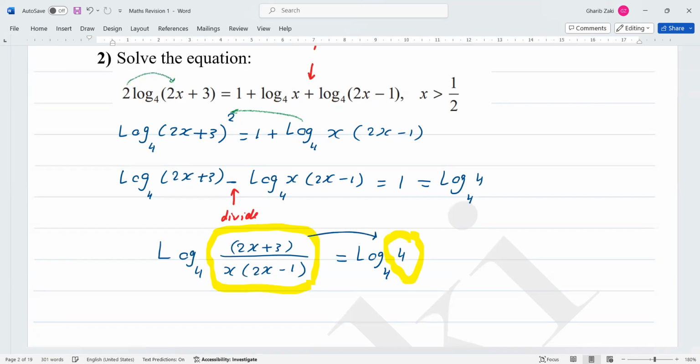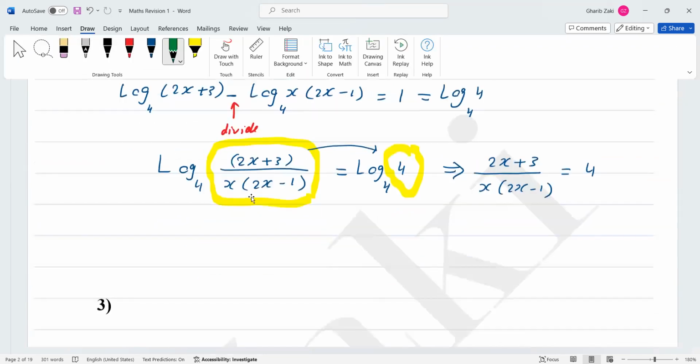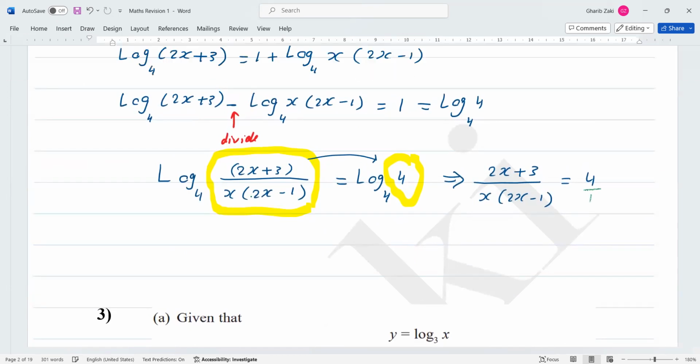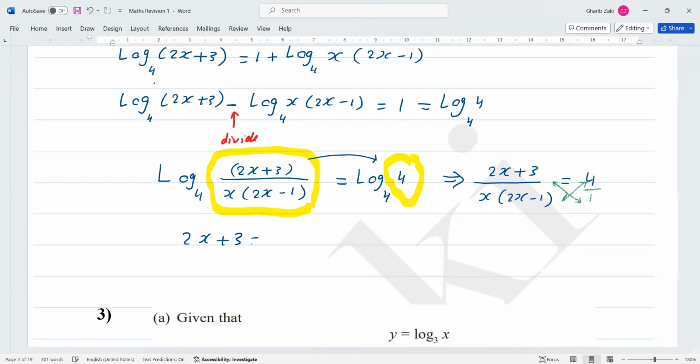So we equate them. Then this becomes (2x plus 3) over x(2x minus 1) equals 4. We can write 4 as 4 over 1, the denominator being 1. And then we do cross multiplication. Then the answer is 2x plus 3 equals 4 multiplied by x multiplied by (2x minus 1).